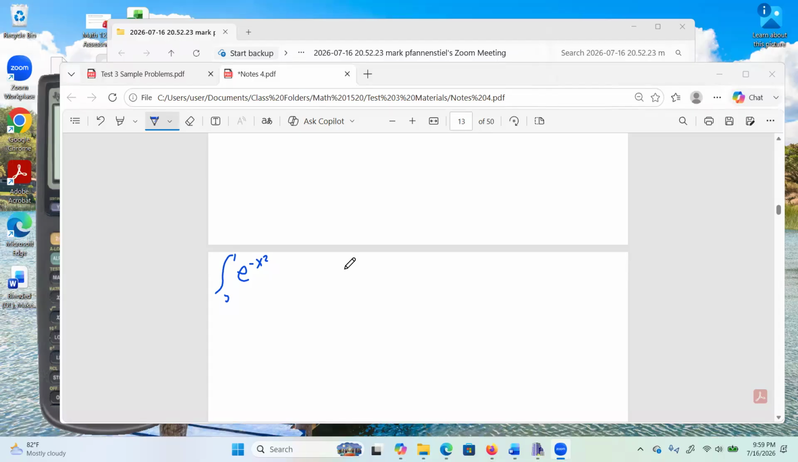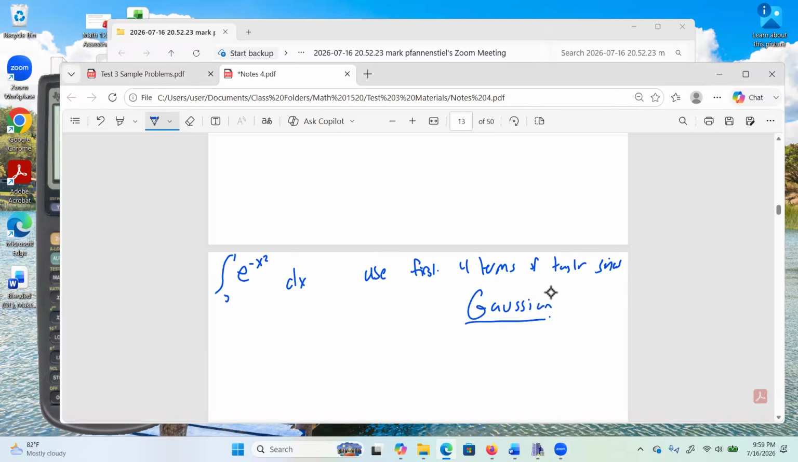We are going to try to figure out the integral of e to the negative x squared dx using the first four terms of the Taylor series. This is a very famous integral. It's called the Gaussian. For electrical engineers, you're going to see this quite often.